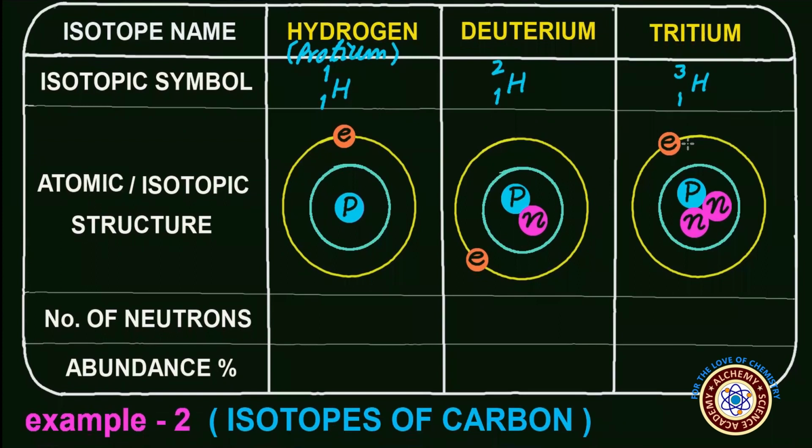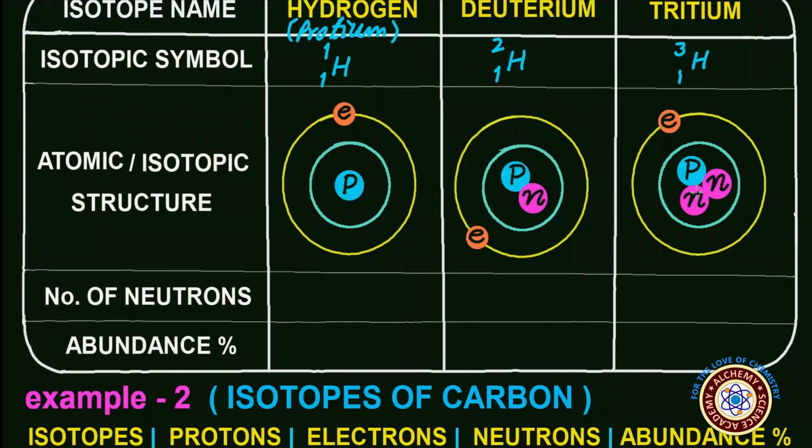In case of hydrogen or protium, there is only one proton in the nucleus, since the atomic number of hydrogen is 1. But the nucleus of this isotope of hydrogen is without neutrons. It is the only atom in the chemical world which doesn't have any neutron in its nucleus. Deuterium has one proton and one neutron in its nucleus, and one electron like protium. Similarly, tritium also has one electron, one proton, but there are two neutrons sitting in the nucleus of tritium, which is the third isotope of hydrogen.